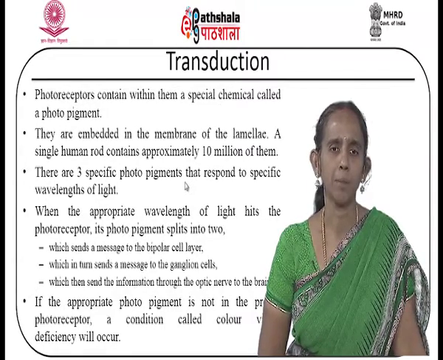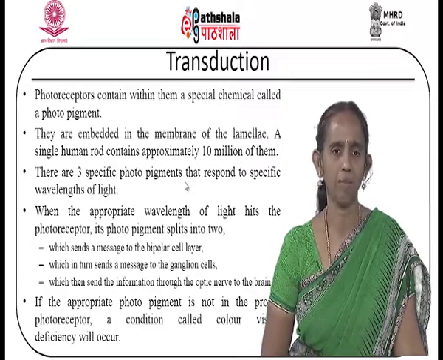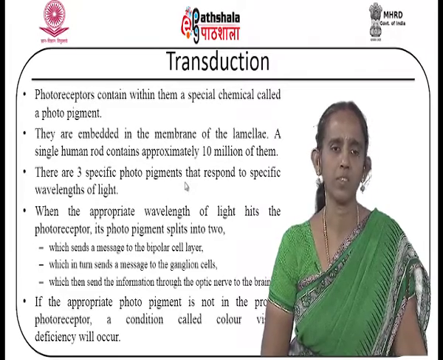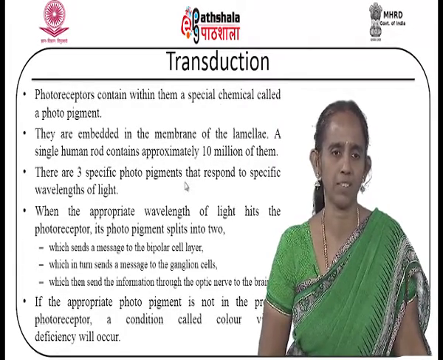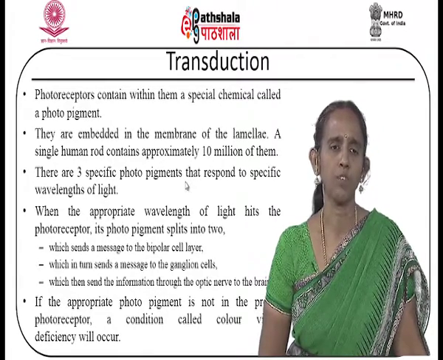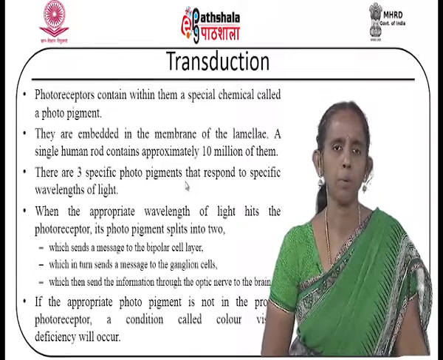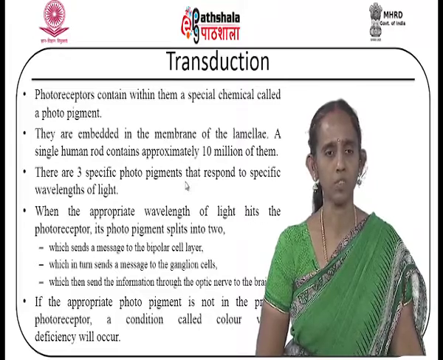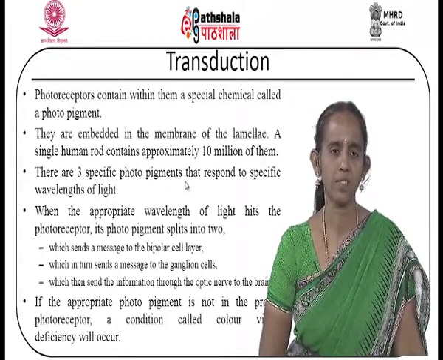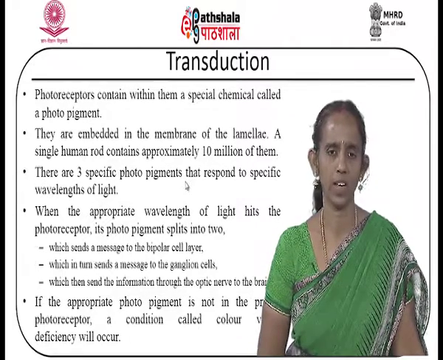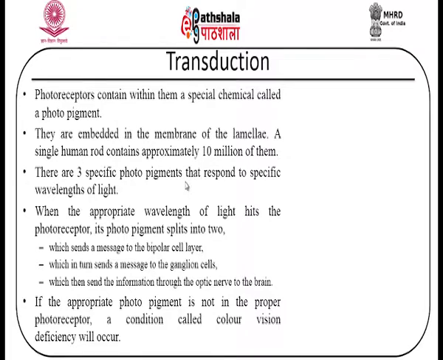They are embedded in the membrane called a lamella. A single human rod contains approximately 10 million of these photoreceptor cells. There are 3 specific photopigments that respond to specific wavelengths of light. When the appropriate wavelength of light hits the photoreceptors, its photopigment splits into 2, which sends a message to the bipolar cell layer, which in turn sends a message to the ganglion cells, which then send the information through the optic nerve to the brain.